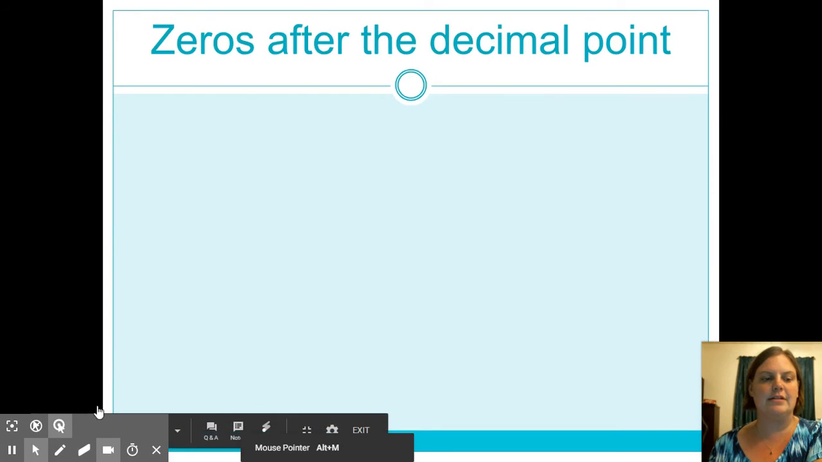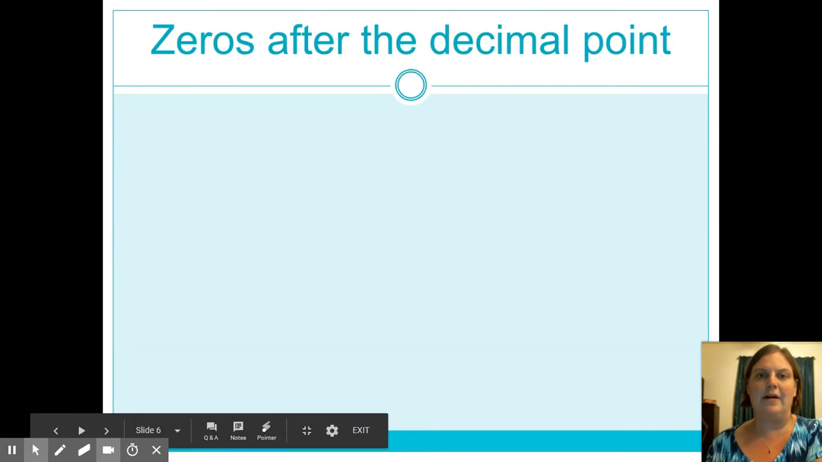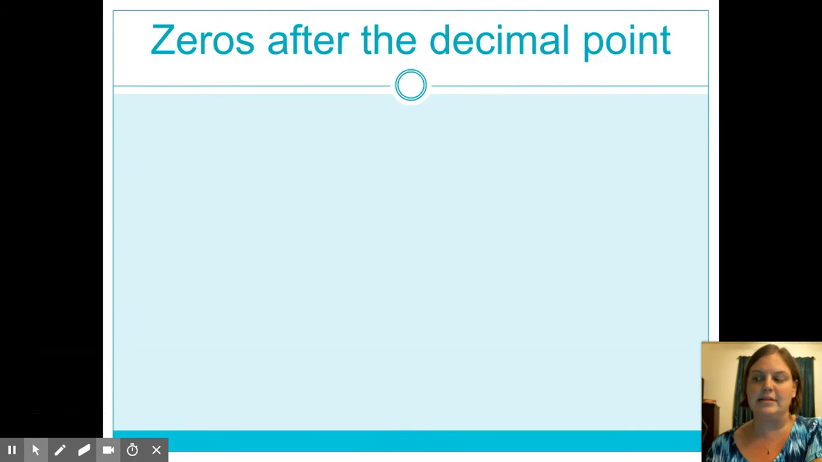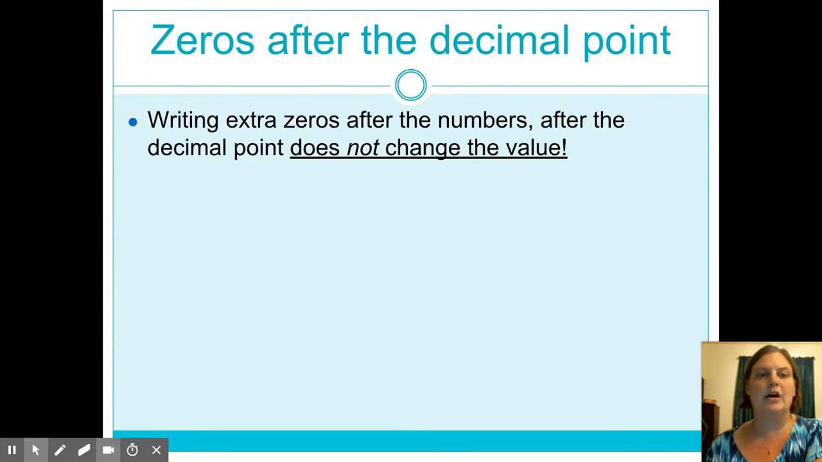There's not a place for this inside your notes, but this has to do with zeros after the decimal point. So just bear this in mind. Maybe you want to write it on the side. Maybe you want to write it in your notebook. That's up to you. Writing extra zeros after the numbers, to the right of the numbers, or at the very beginning to the left of all the numbers, does not change the value. Zeros only change the value when they go in as a placeholder.